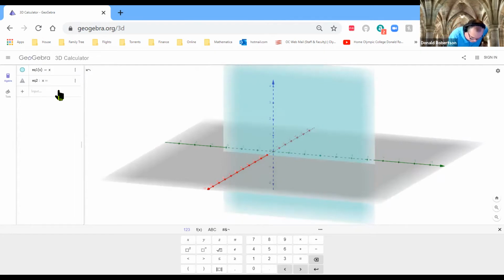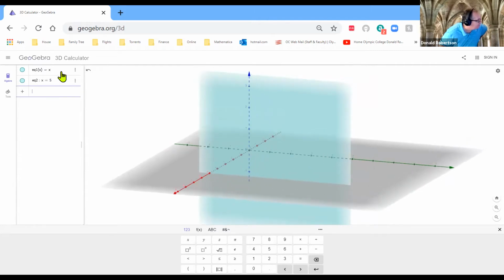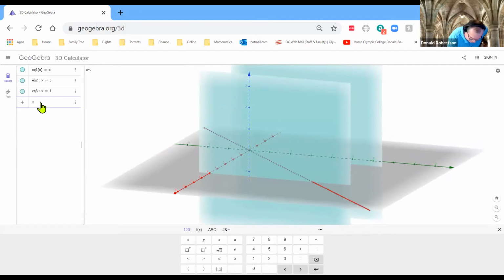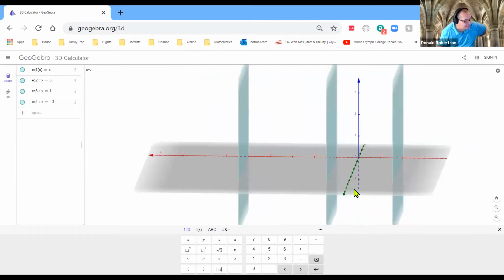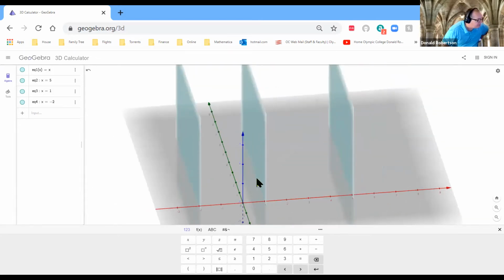How about x equals 5? And go in a bit. Yeah, there's x equals 5. And let's do x equals 1. And let's do another one with negative. Let's do x equals -2. Do you notice something about those 3 lines? The orientation I've got right now, I think it's back to front, so I'll rotate it this way. There we go.